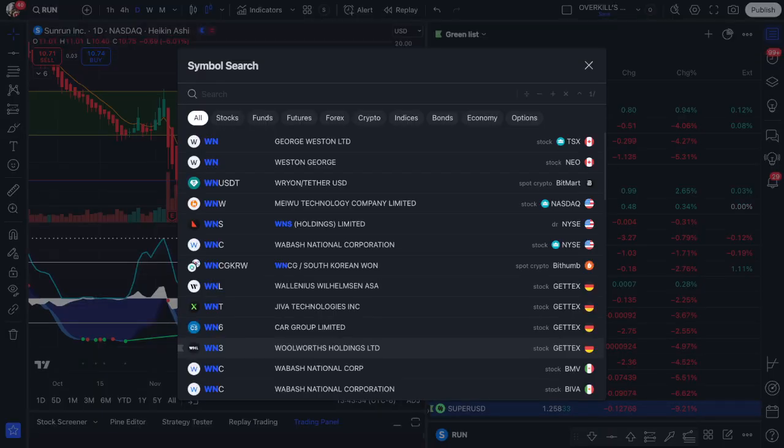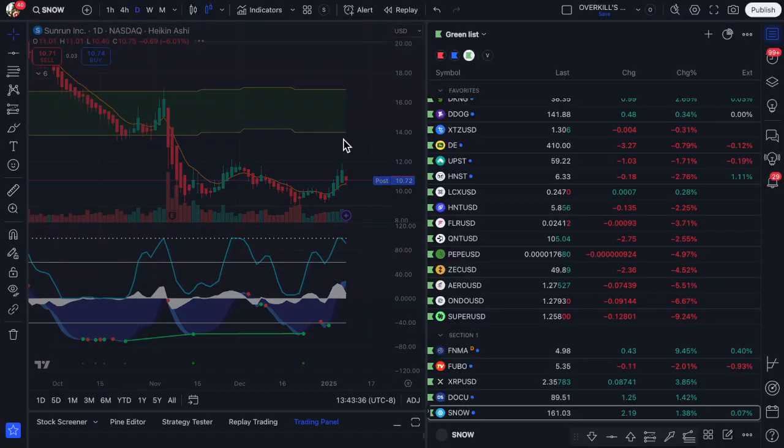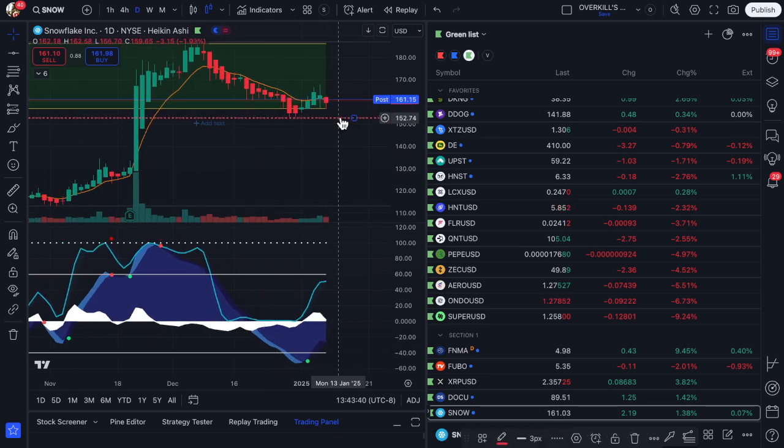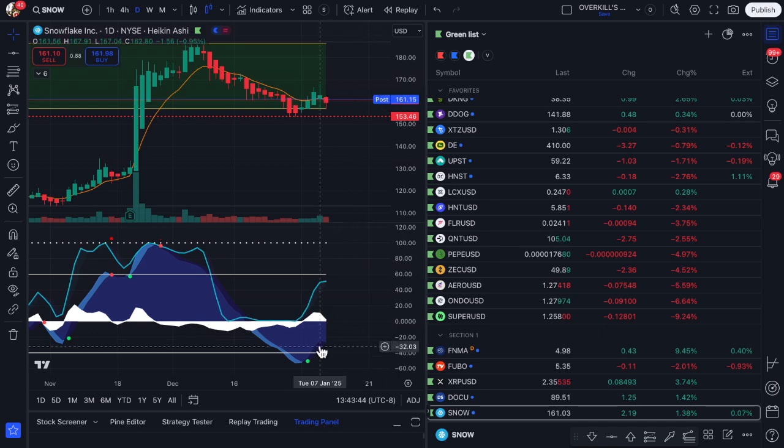We got Snow. This is one of my favorite stocks here. I was looking to buy it this week. Okay, had a nice red day today. You guys could have bought on that dip. I still got the stop loss on this one set right there at 153. Okay, last dot is still green. This one still looks good.